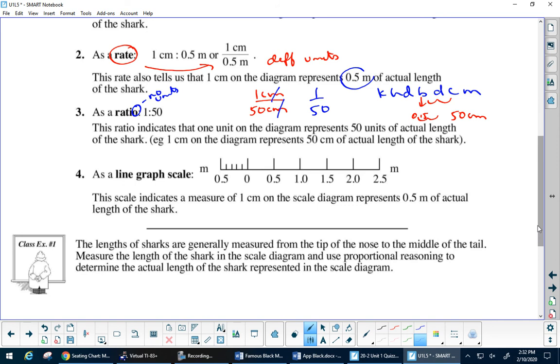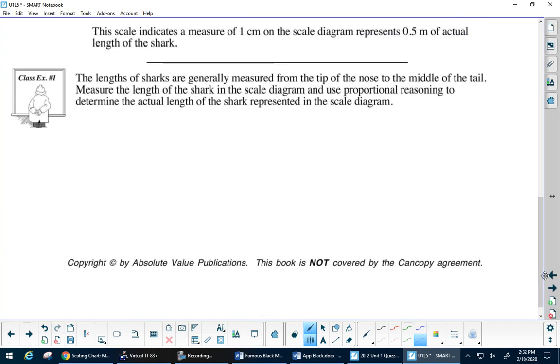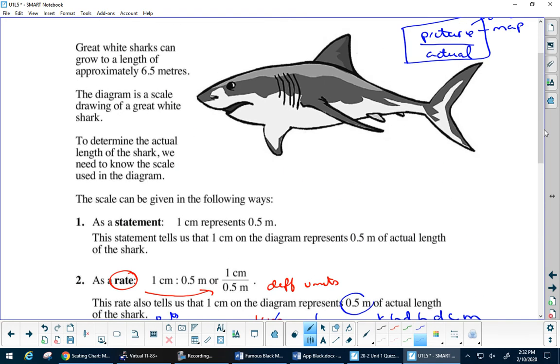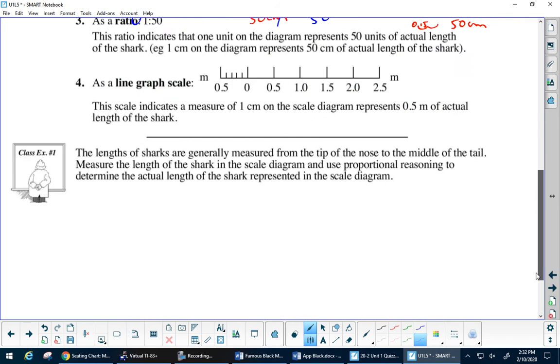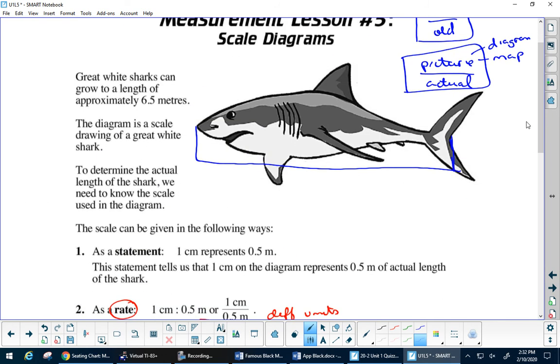Okay? So now, let's go and do a couple questions. Now, the lengths of sharks are generally measured from tip of the nose to the middle of the tail. Okay? Tip of the nose to the middle of the tail would be about there, right? Measure the length of the shark in the scale diagram and use proportional reasoning to determine the length. Now, none of you have rulers, but trust me, this is 9.6 centimeters.